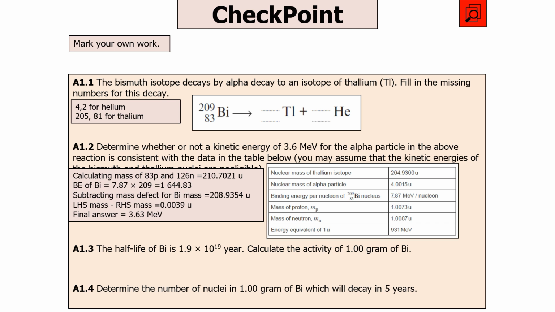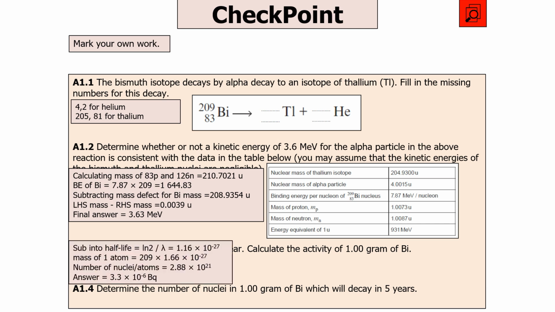Then this next one, how do you work it through? Well, the half-life is log 2 over the decay constant, so pop in the values and you get 1.16 times 10 to the minus 27.